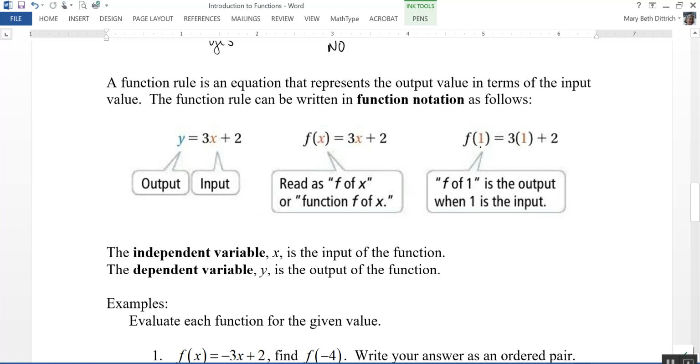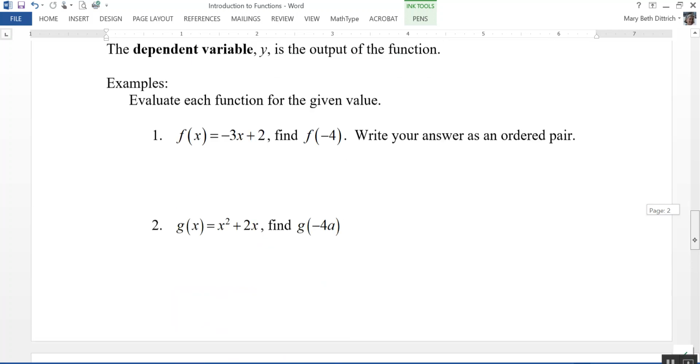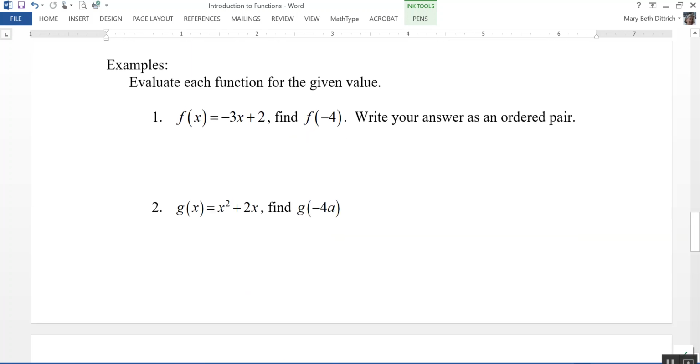When x is 1, y is 5. The independent variable x is the input of the function, and the dependent variable y is the output of the function. So let's take a look at a couple examples here.